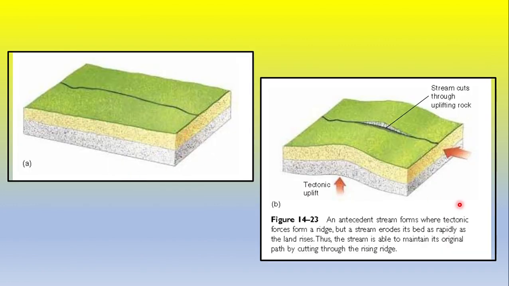See this, there are two conditions. This is the first condition. There are sedimentary strata, and a river actually flowing on this strata. So immediately what happened here? Immediately tectonic upliftment is there. So after tectonic upliftment, the river does not change the course. River keeps flowing regularly. So this type of stream is known as antecedent stream.